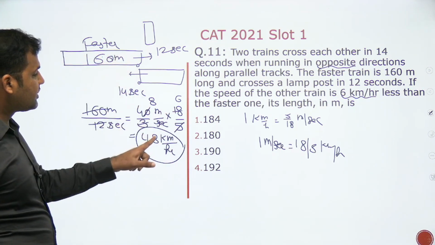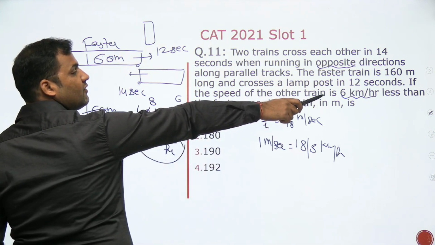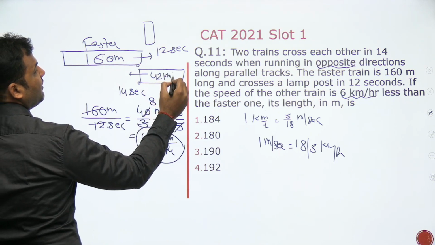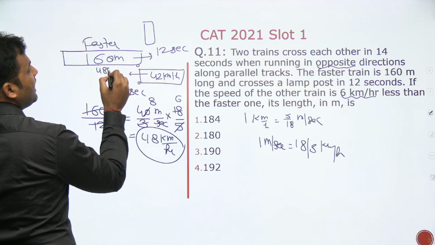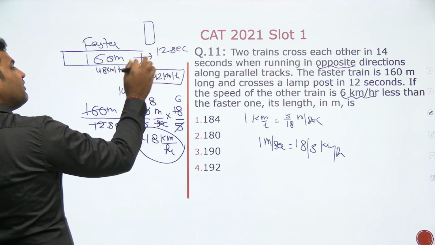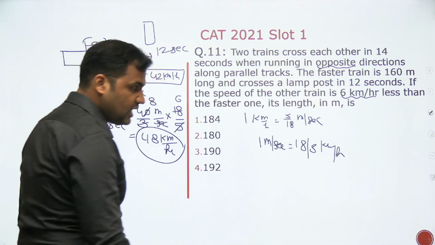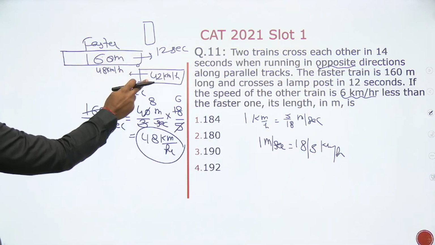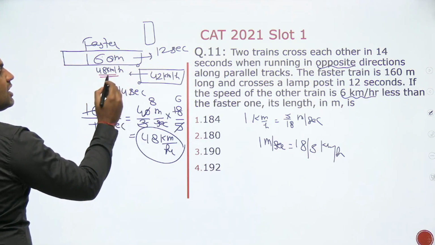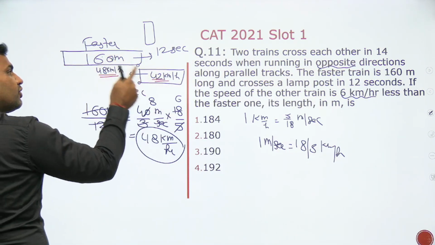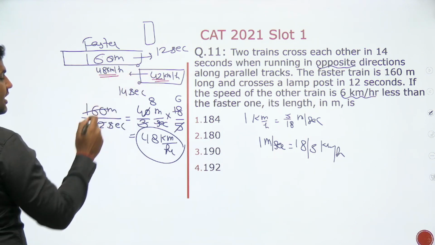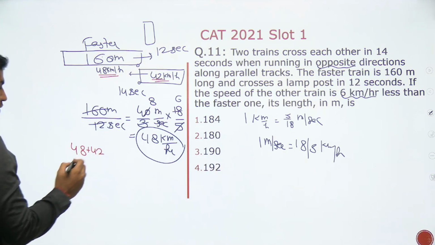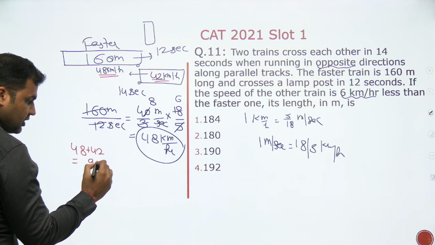Now the speed of the faster train is 48 and the speed of the slower one will be 6 kilometer less. So can I say the speed of this train will be 42 kilometer per hour and the speed of this would be 48 kilometer per hour. Now use this information that both of these two trains are crossing each other in 12 seconds. Now when both of these two trains are crossing each other, at a speed of 48 and at a speed of 42, both of these two trains will be covering a distance of 48 plus 42, right? Which is equivalent to 90 kilometer per hour.